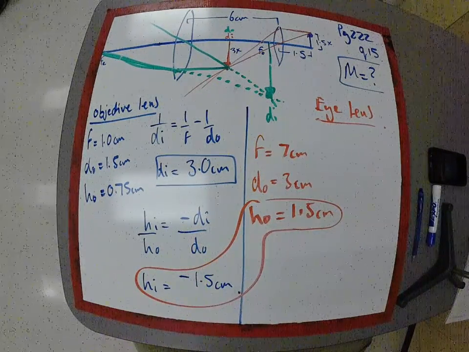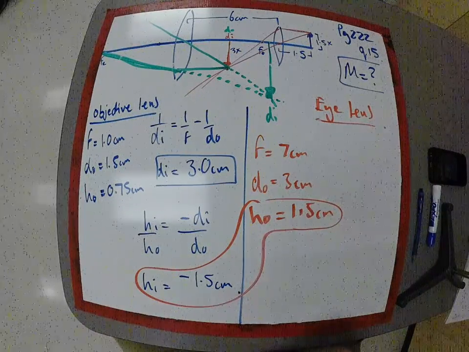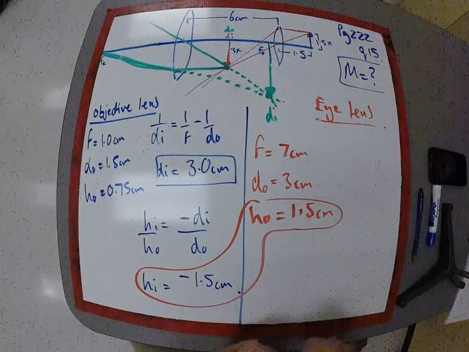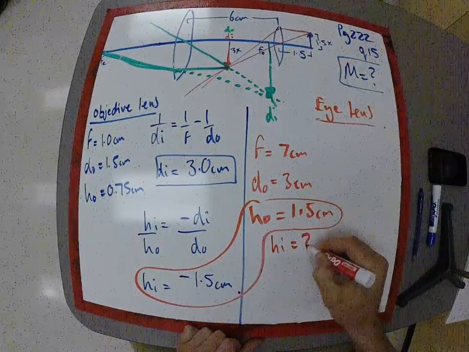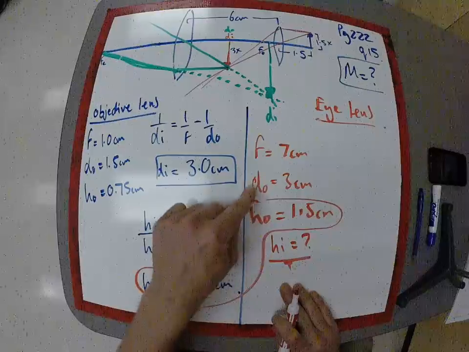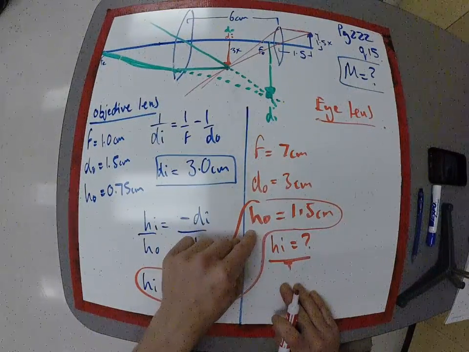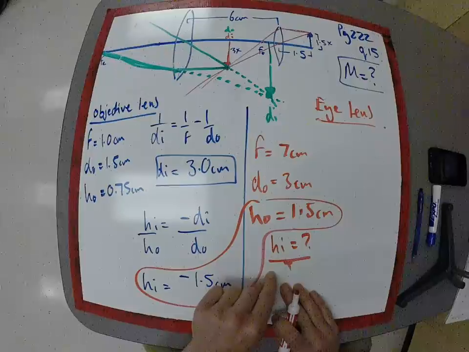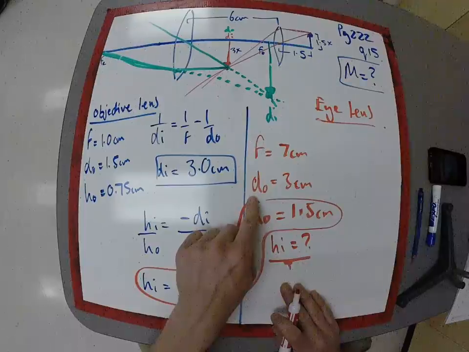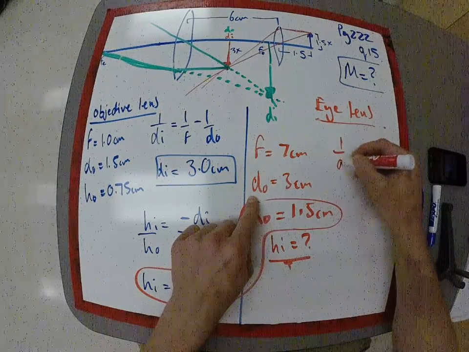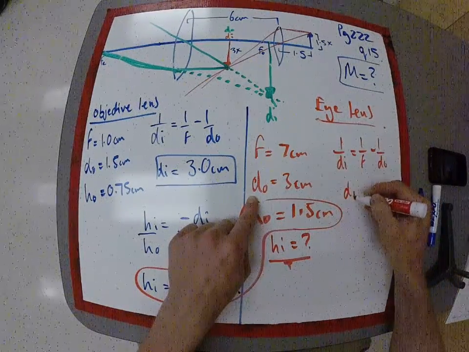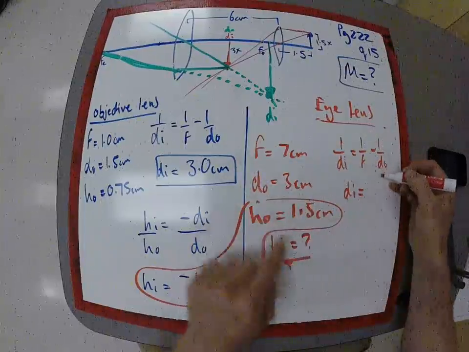I ultimately want the height of the image, because then I'm going to compare the height of the image to this to give myself the magnification. So I'm looking for the height of the image. That's what I'm looking for. But to do that, I'm going to need the DI as well. I need a DI, a DO, and an HO, and that way I can solve for the missing HI. So again, pretty straightforward. I'm just going to use my lensmaker's formula to get DI, because 1 over DI is 1 over F minus 1 over DO. So I can solve for DI by plugging these values in.